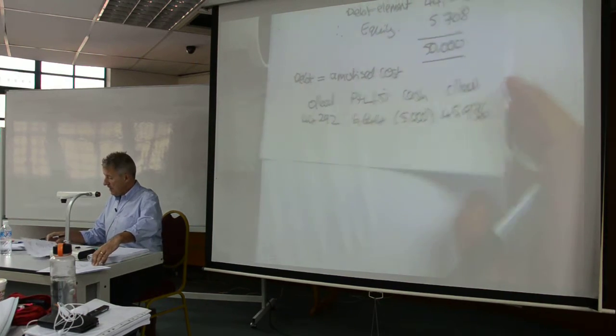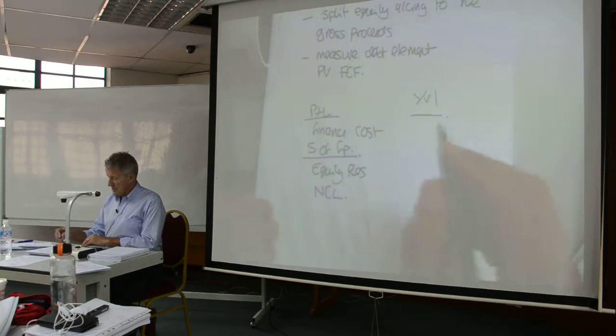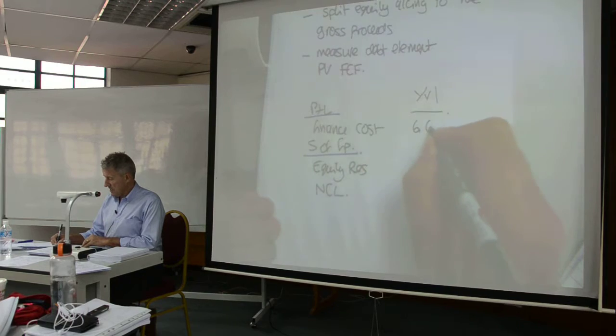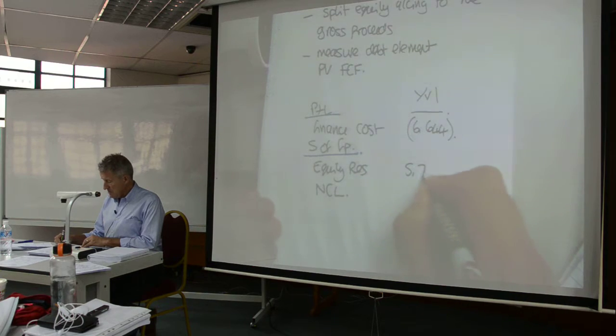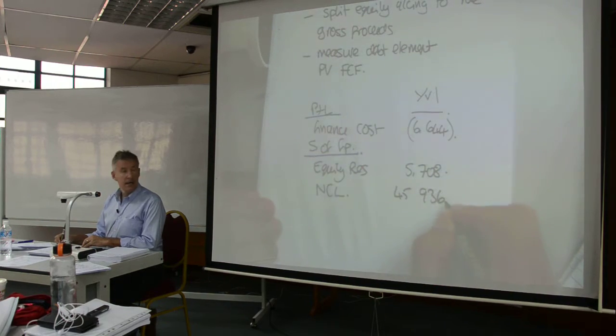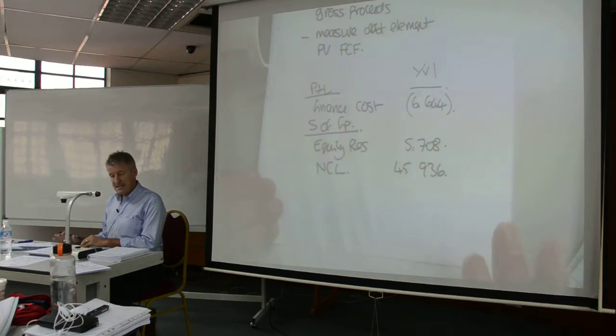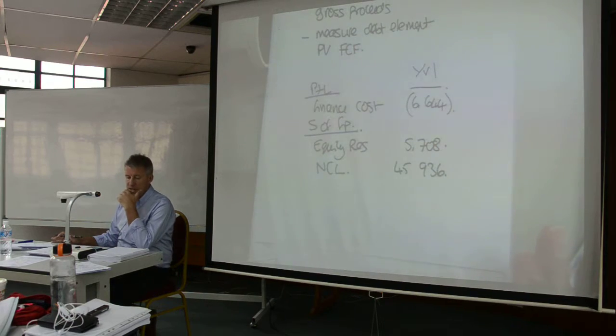So in terms of answering the question, the finance cost is 6,644. That is the relevant charge. The equity reserve will not have changed at 5,708, but the amount of the non-current liability is 45,936. So that's the impact on the financial statements of a convertible loan note.